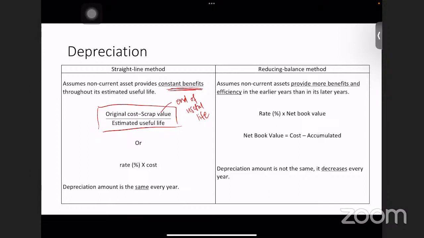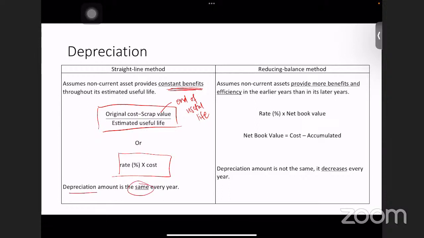So this one, they will state like, okay, 3 years, 4 years, whatever. Okay, or simply, if they give you a rate, you can just take the cost multiplied by the rate. And you will do that every year. Every year, you will just take cost multiplied by rate because it's straight line. Every year, your depreciation will be the same amount.